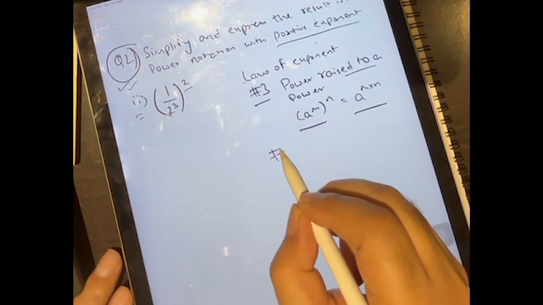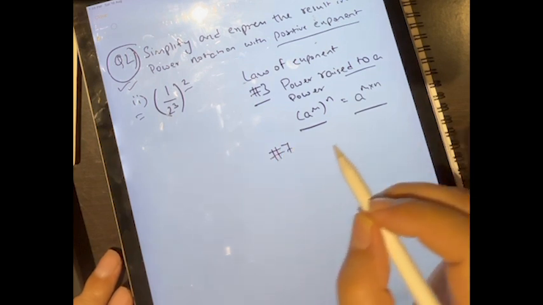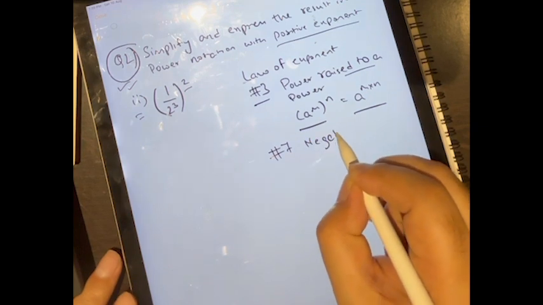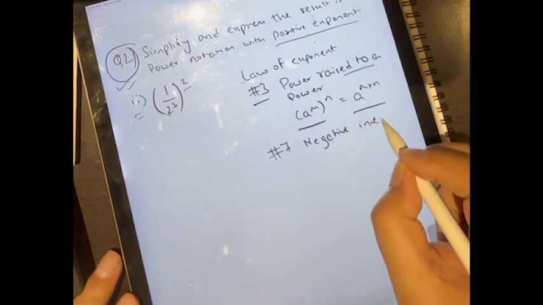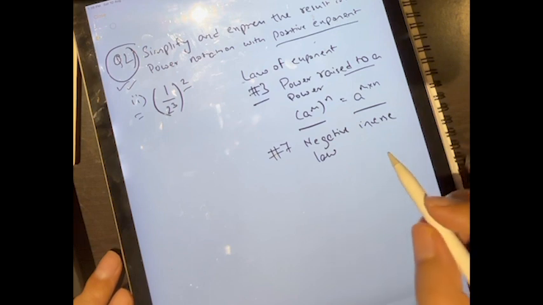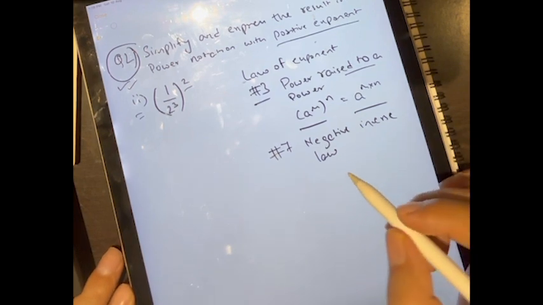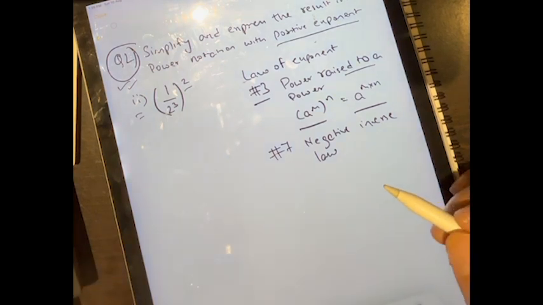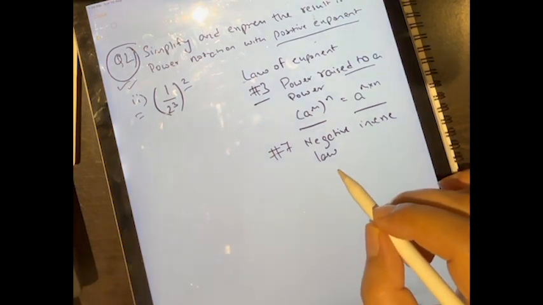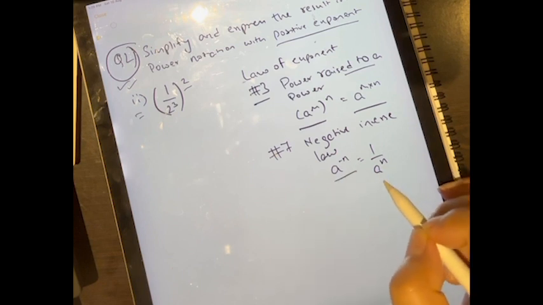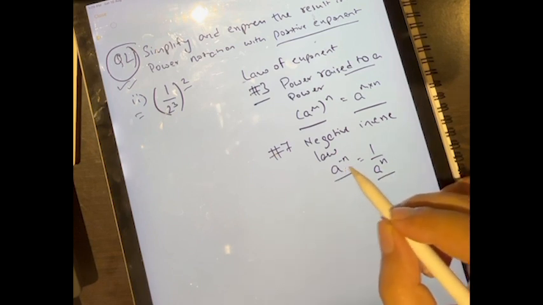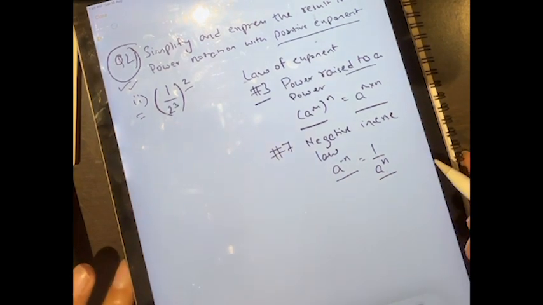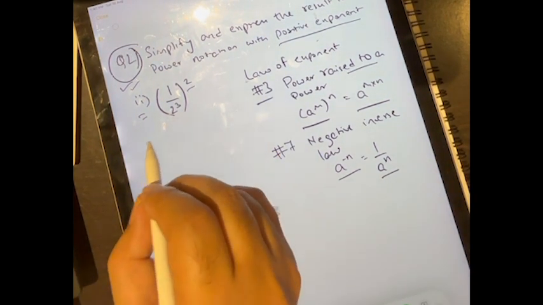law number 7 that we learned in the video that I put together, which says negative inverse law. And negative inverse law is again a law that helps us convert the negative exponent into positive and positive exponent into negative. So if you have something like this, you can write something like this in order to convert the exponent from negative to positive or positive to negative.